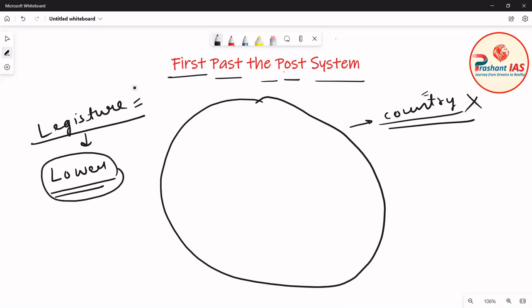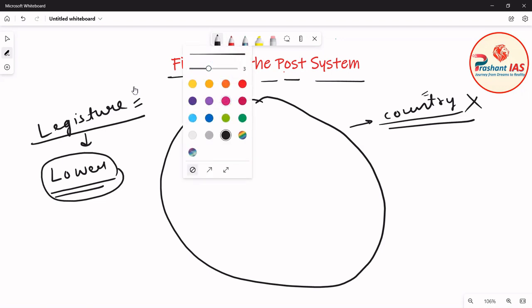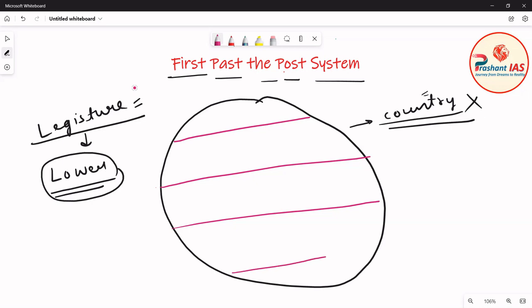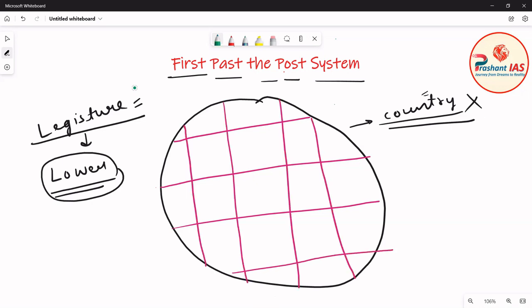For this purpose, the entire country will be divided into single member territorial constituencies. Let me draw first of all. Give me some time so that I can draw. Here you can see that the country has been divided into various constituencies, let's say constituency 1, 2, 3, 4, 5, 6, 7, 8, 9, 10 and so on.